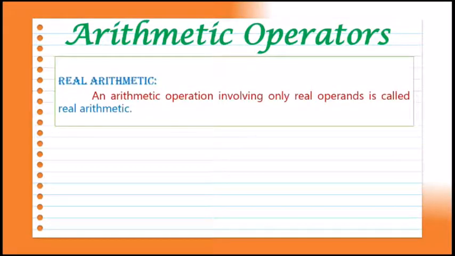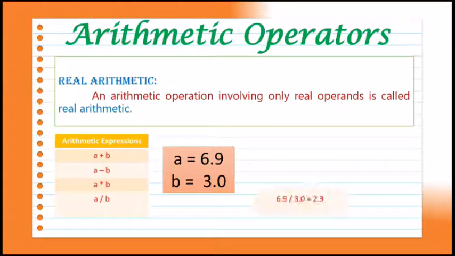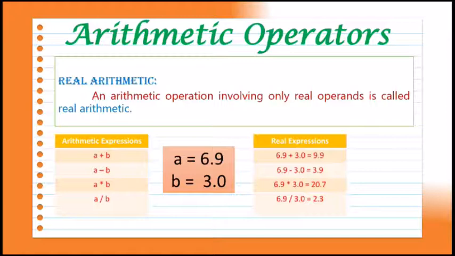Second type is real arithmetic. An arithmetic operation involving only real operands is called real arithmetic. For example, if the value of A is 6.9 and value of B is 3.0, then A plus B, that is 6.9 plus 3.0, the answer will be 9.9.